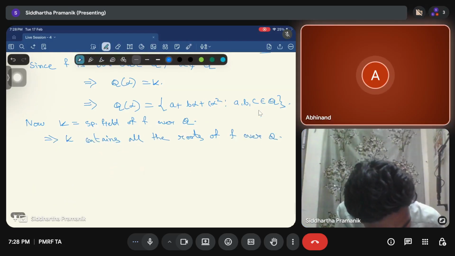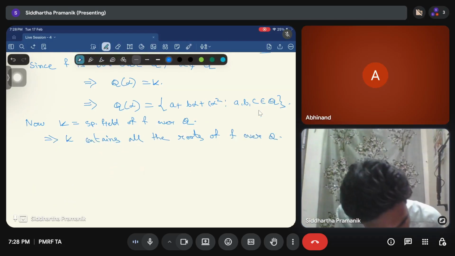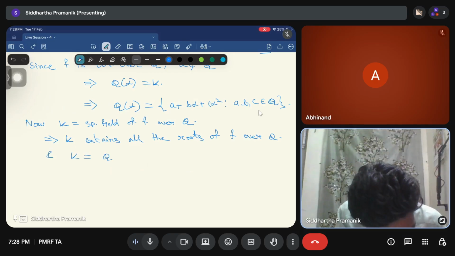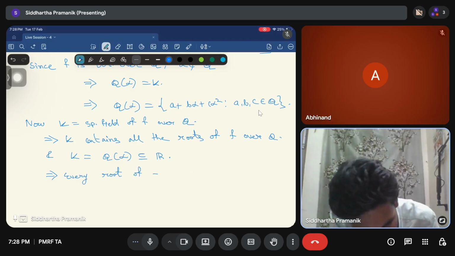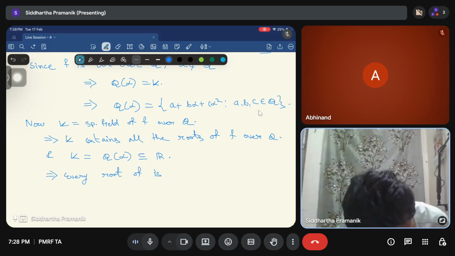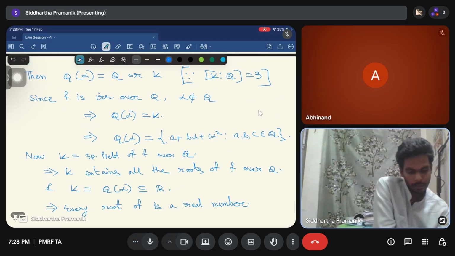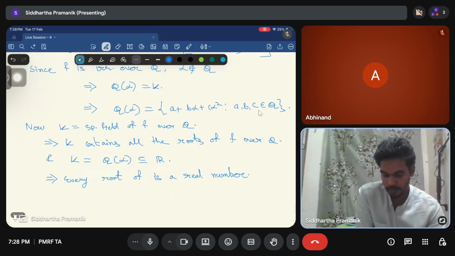So all roots of f over Q belong to this field, and it's a subfield of R. K equals Q adjoin alpha, which is a subset of R. So clearly every root of f is a real number.